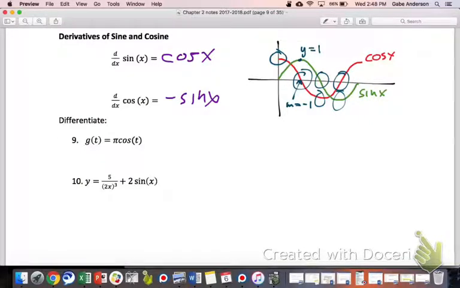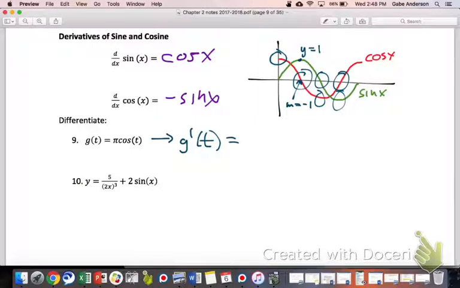Okay, any questions? All right, so let's take a look at number 9. I'll have you mess around with number 10 a little bit too in just a second. With number 9, it says g of t is equal to pi times cosine of t, and it says differentiate. So we could write this as g prime of t. What would you say this should be?